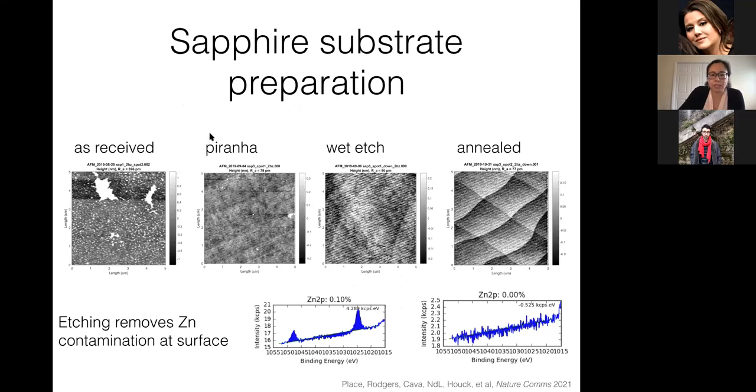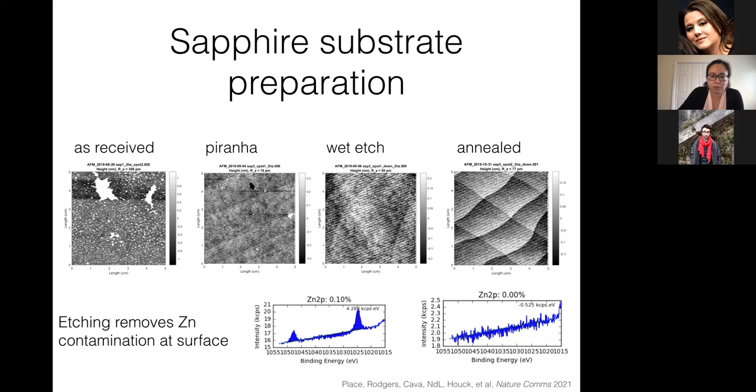So our stab at trying to improve both of these things was that first we tried to purify the substrate as much as possible through various preparation steps. What we found is that the as-received surfaces, even if you just looked at them with something simple like AFM, were clearly highly contaminated.